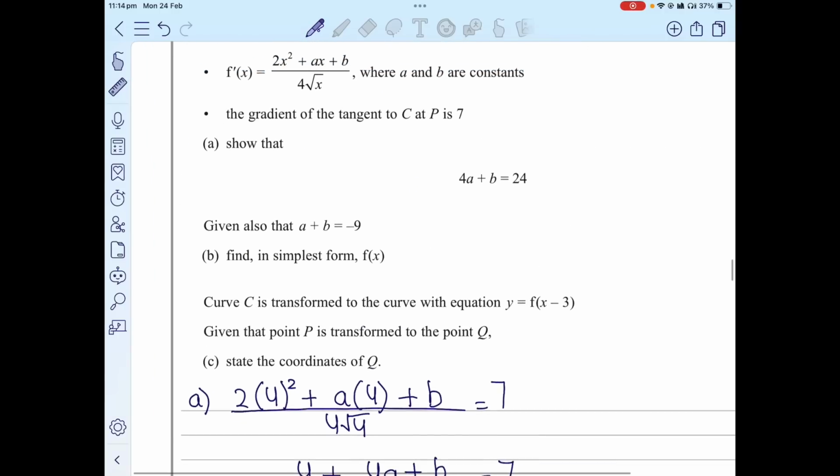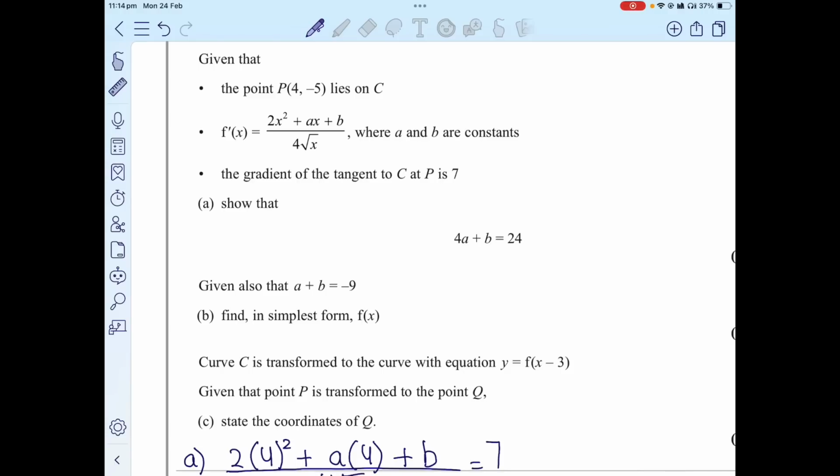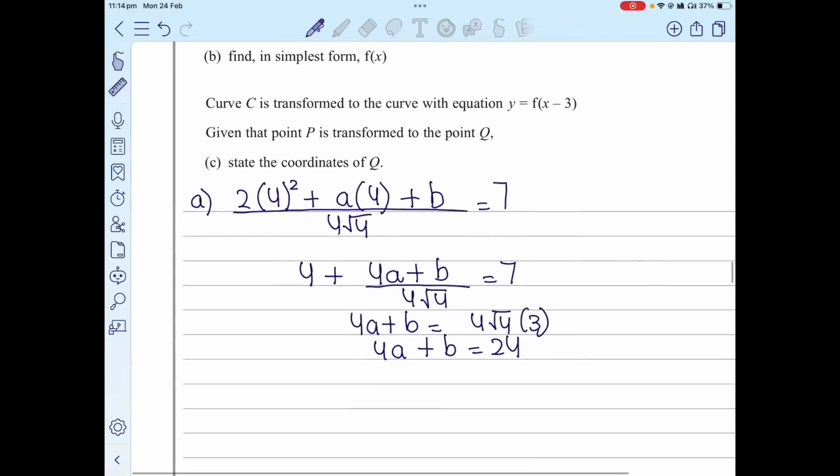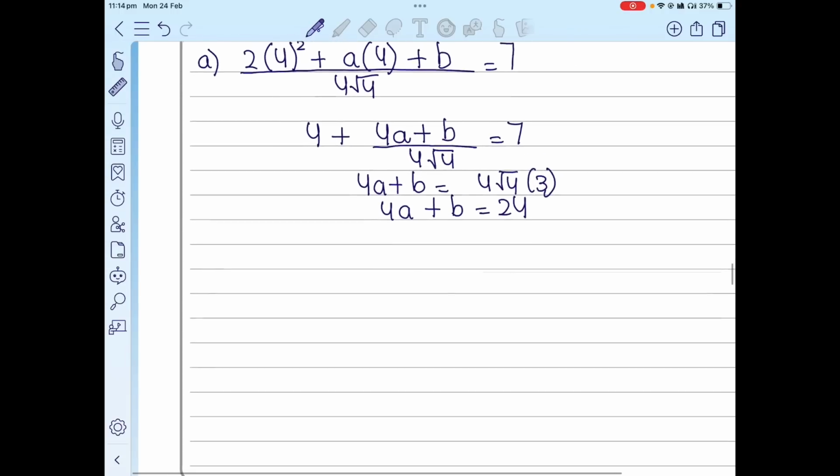Quick explanation for this. Again, we have the gradient function. If you put the value of 4 in the gradient function, we would get 7, because the gradient of the tangent to C at P is given as 7. So we also should get 7, and then you just simplify it. It's just algebra, and then you get 24.